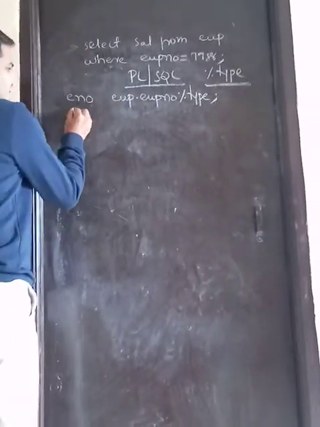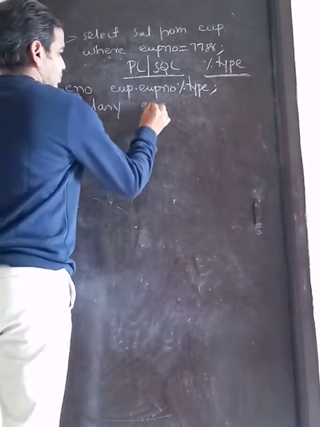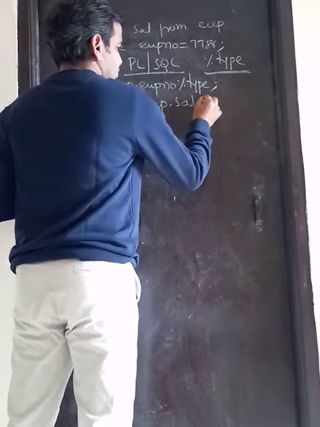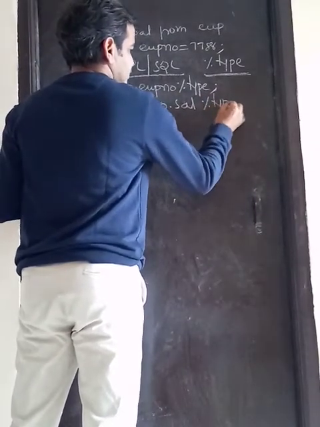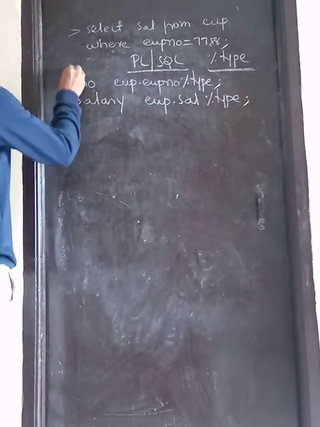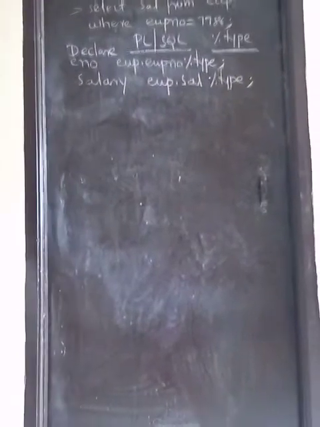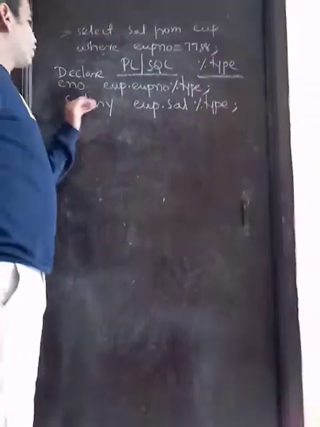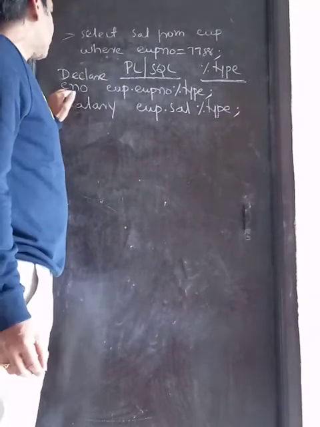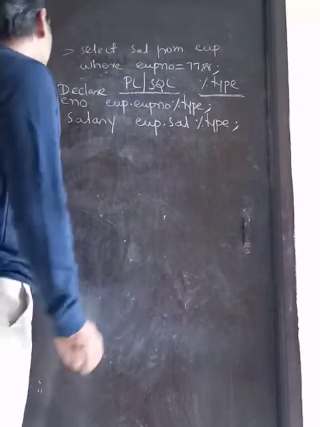The next one is salary, from employee table sal using %TYPE. And first of all, DECLARE will be there. In the declaration part we are accessing the employee number column structure into E number, and the salary column structure of the employee table into salary. Then BEGIN.